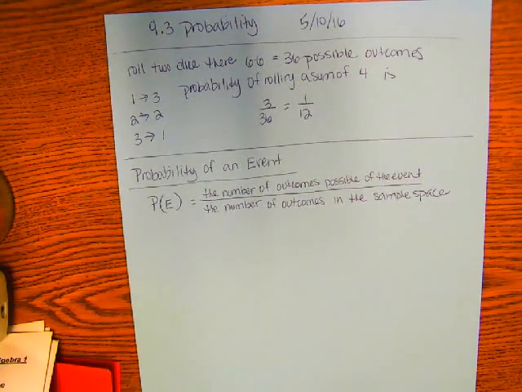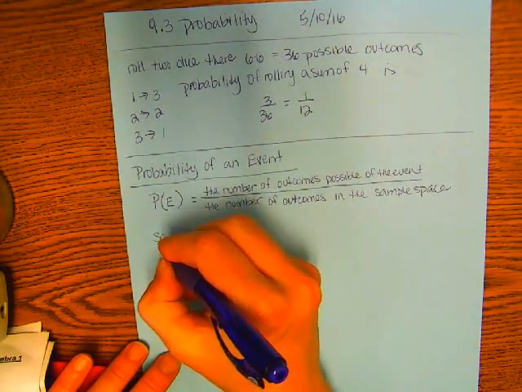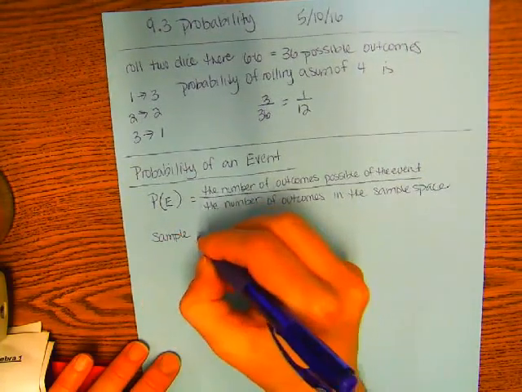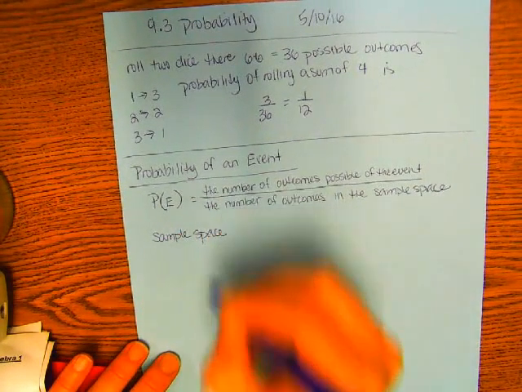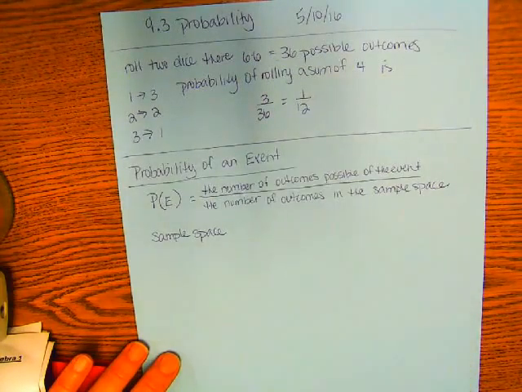Okay, just in case you don't know what sample space is, it would be the set of all possible outcomes of a whole experiment.